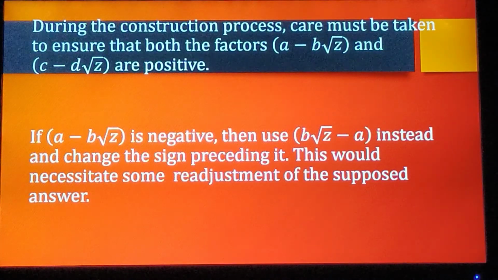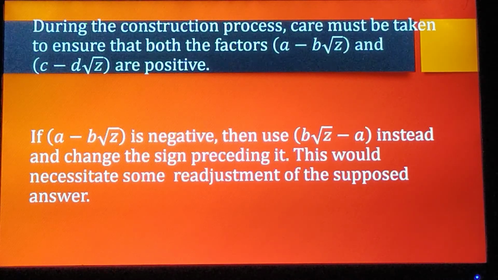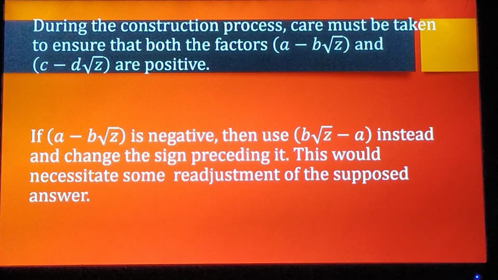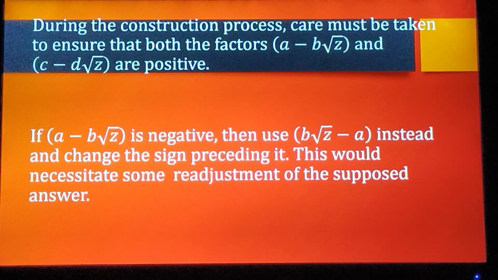During the construction process, care must be taken to ensure that both the factors a minus b square root of z and c minus d square root of z, when they appear, should be positive. Now, if a minus b times the square root of z is negative, then use b times the square root of z minus a instead and change the sign preceding it. This would necessitate some readjustment on the supposed answer.